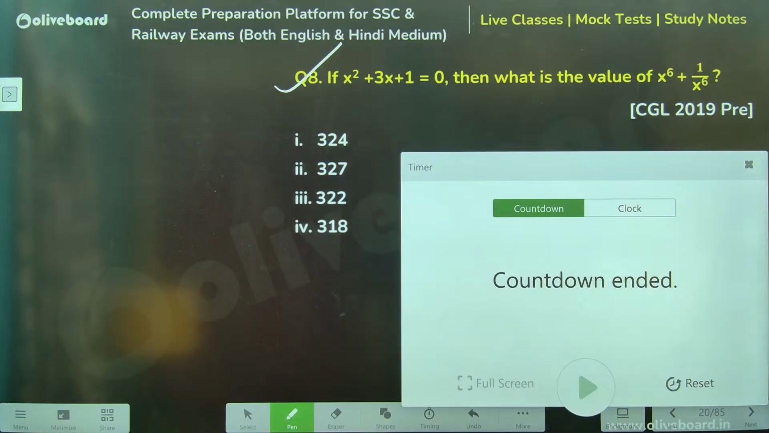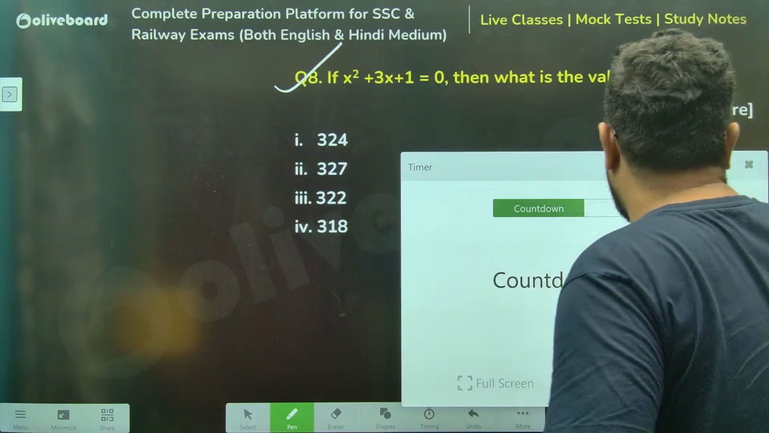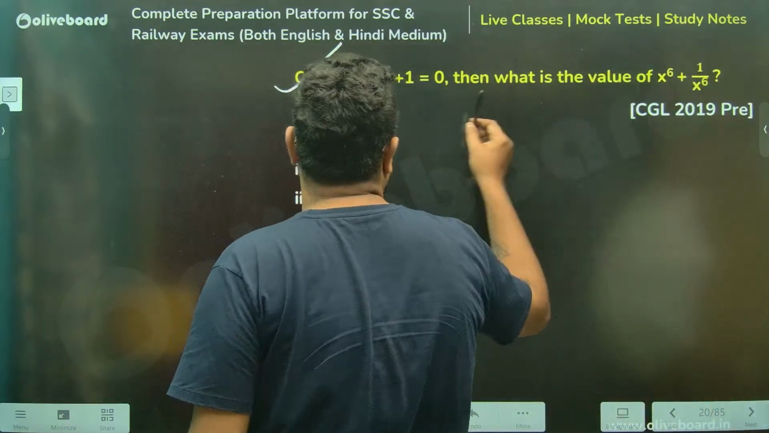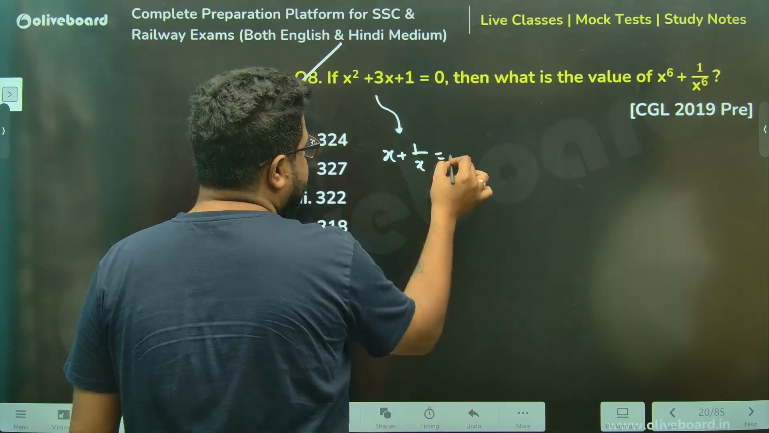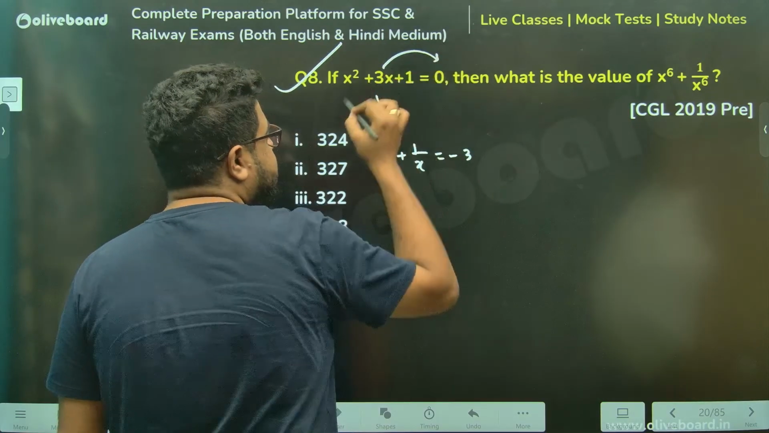Time up. To the power 6. First things first, I need x plus 1 by x, which will be minus 3. This will go this side.